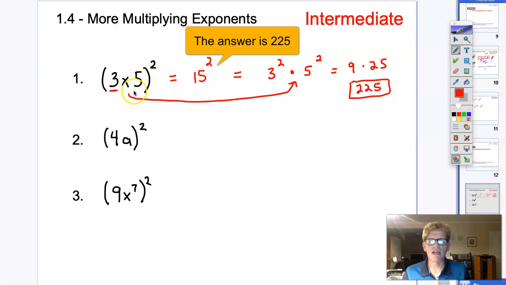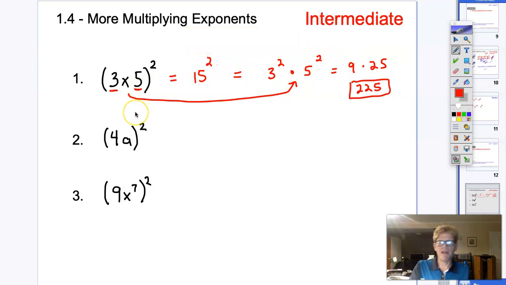So remember that I can multiply these together and raise it to the second power, but the more important thing to know is that I can raise each one of these to the second power and then multiply them together. So let's apply that at the next level using coefficients.